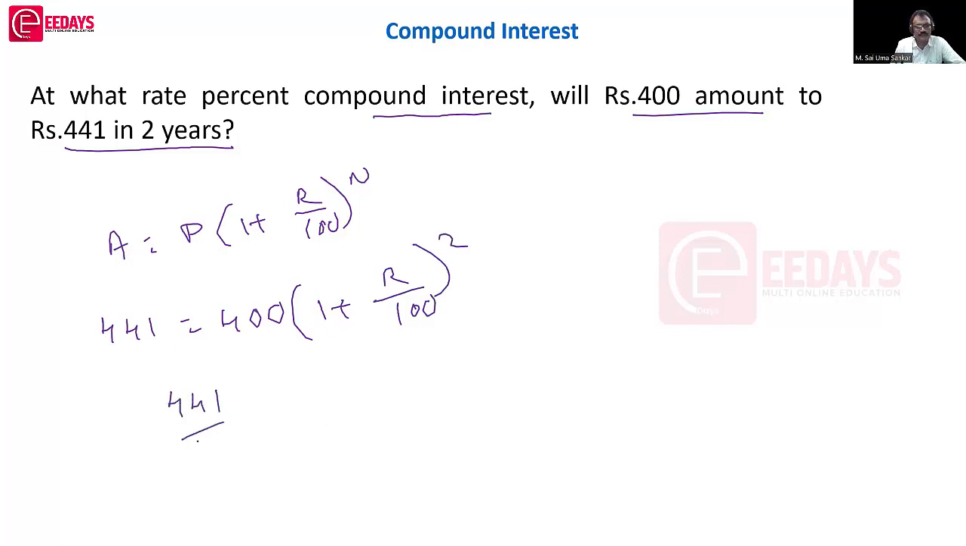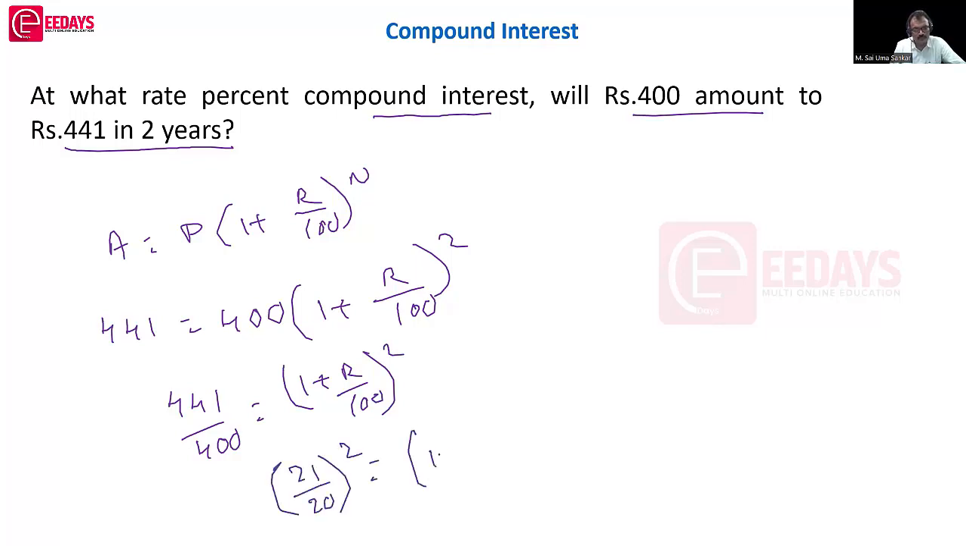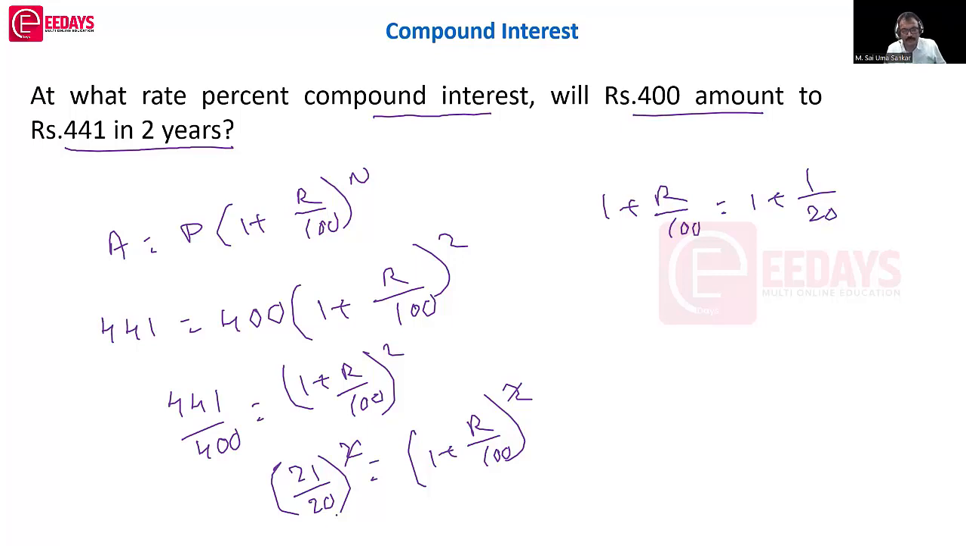So 441 by 400 is equal to 1 plus r by 100 whole square. So this is 21 square. 21 by 20 whole square is equal to 1 plus r by 100 whole square. Square square gets cancelled. 1 plus r by 100 is equal to 21 by 20. So what happened? 1 plus 1 by 20 or not? Okay, suppose this is improper, if you want to convert improper fraction to mixed fraction, that is 1 by 20. 1 gets cancelled. And this is equal to 5 times. So what is the rate of interest? That is equal to 5%.